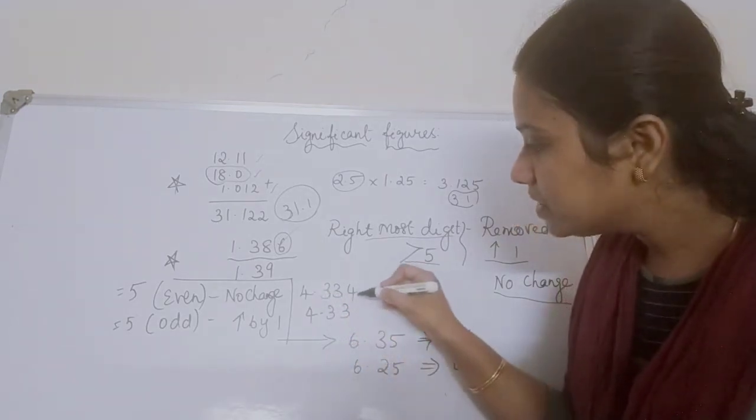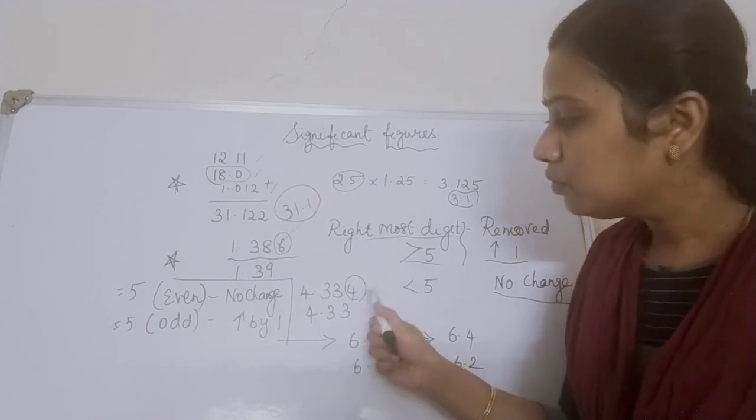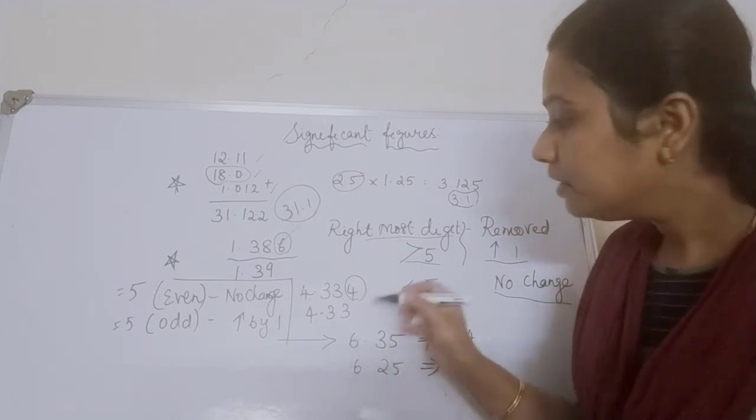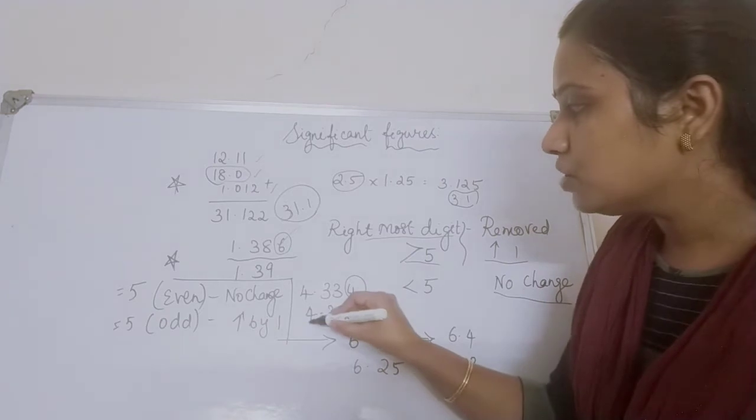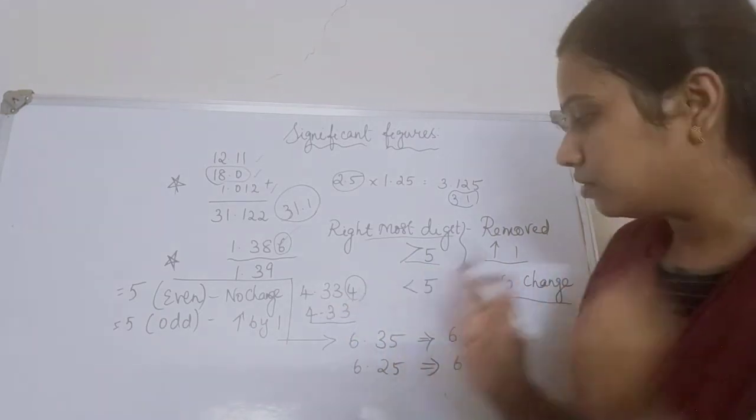4.334, I want, which is the rightmost digit here? 4. 4 is the rightmost digit. So how will I remove this 4? This 4 is less than 5. So if I remove this 4, there is no change in the round off value. It is taken as 4.33. So second case is also clear.